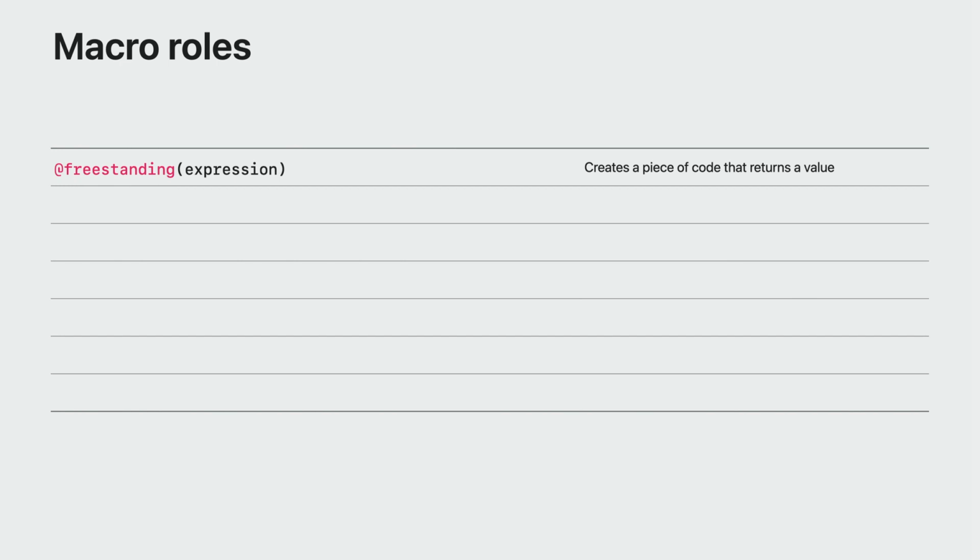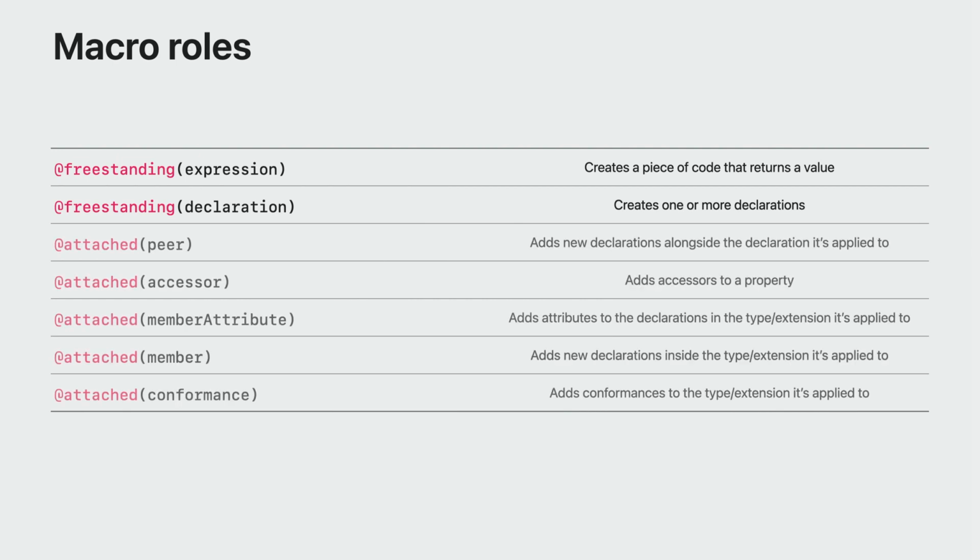So you might wonder, in which other situations can we use macros? We have already seen a freestanding expression macro. Just to recap, this macro is spelled with a hash and allows you to rewrite the entire macro expression. There's also a freestanding declaration role that expands to a declaration instead of an expression. The other kinds of macros are attached macros. These are spelled with an at, just like attributes, and allow the macro to augment the declaration they are attached to. For example, an attached member macro adds new members to the type it is attached to.